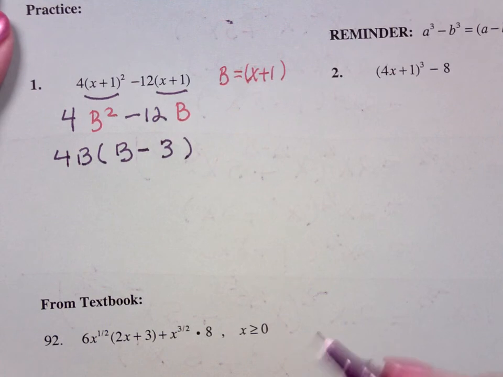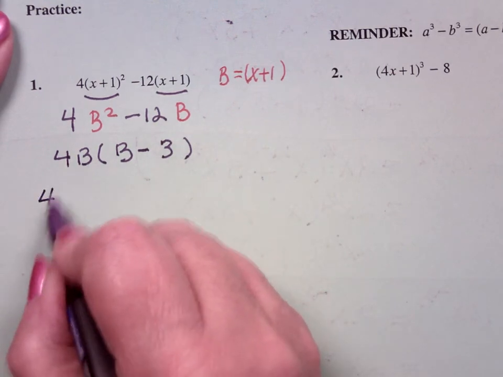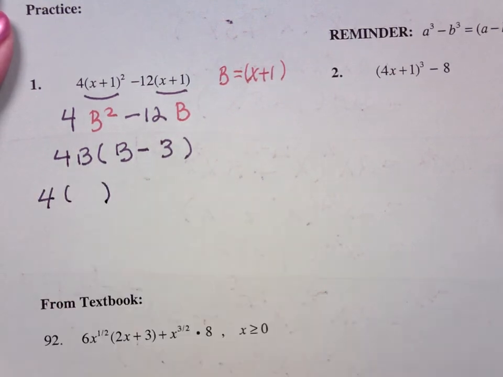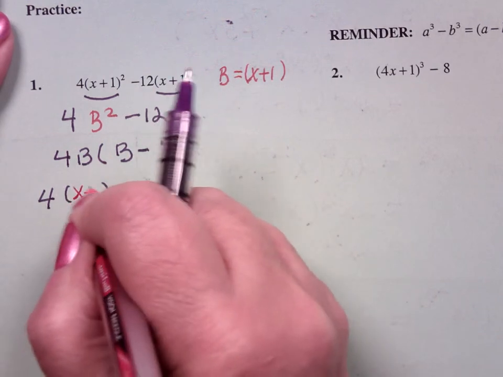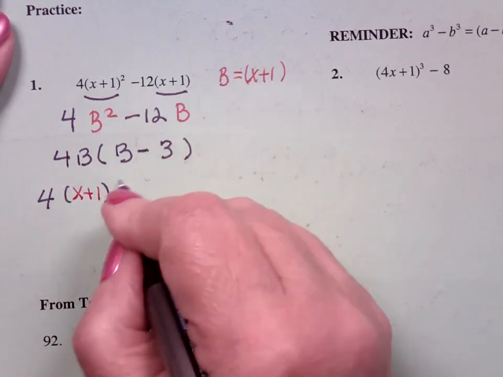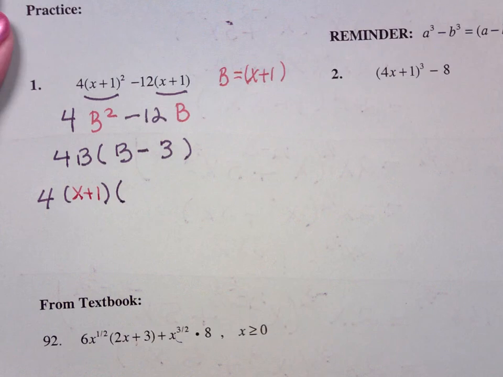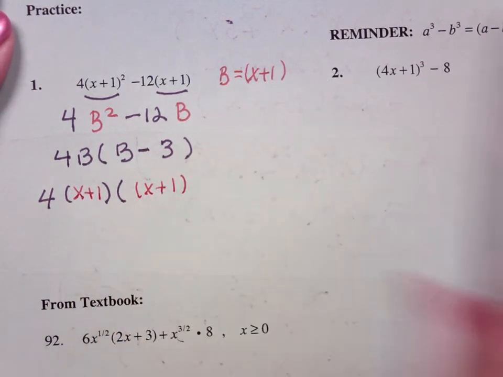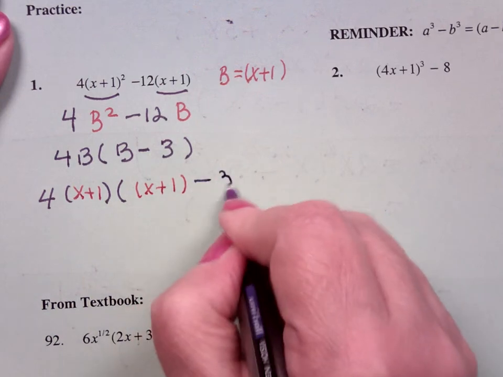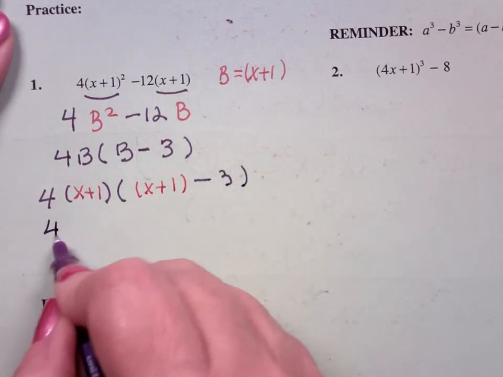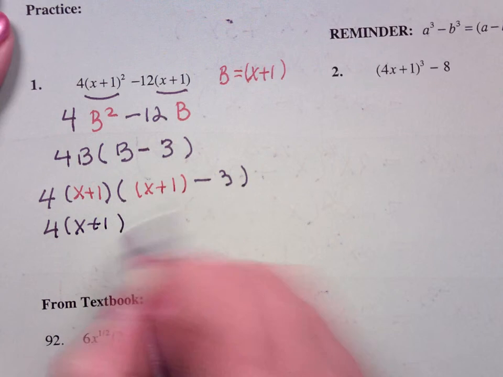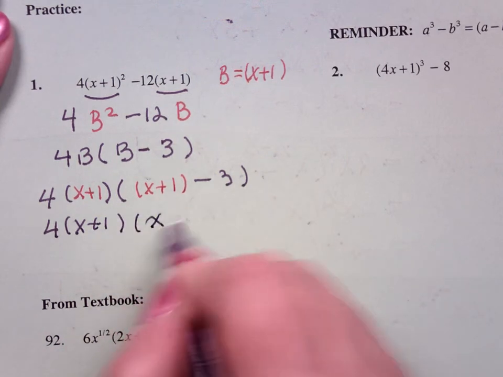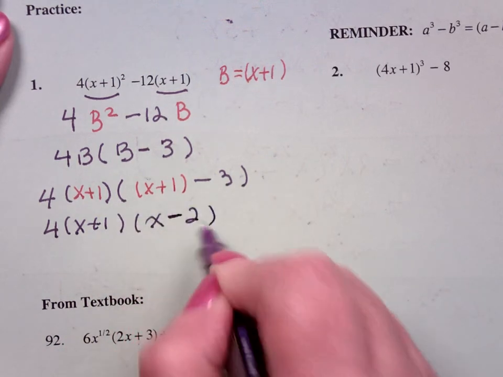But I don't want b. This is 4b, b is x+1, times b, which is x+1, minus 3. So this is 4 times (x+1), combined like terms, x minus 2.